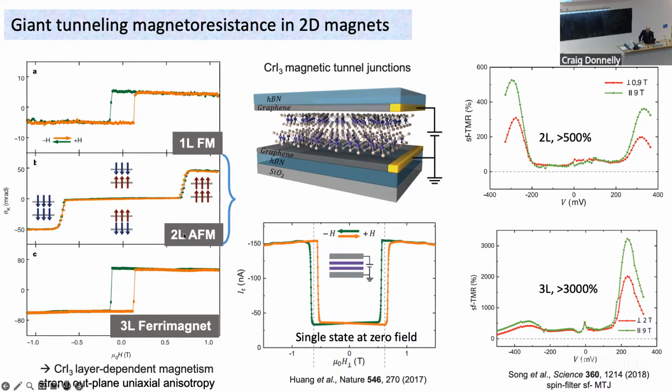On the other hand, what they showed was that if you take two layers, then the two layers are coupled antiferromagnetically. So in zero magnetic field, you have zero magnetization. And only when you apply a large field can you rotate the moments to become parallel in one direction or the other direction. And finally, if you take three layers, then you form a ferrimagnet, where essentially the layers are all aligned antiferromagnetically, but there's a net moment because you've got an odd number of layers.